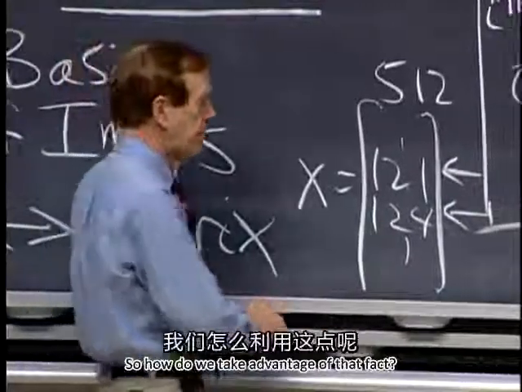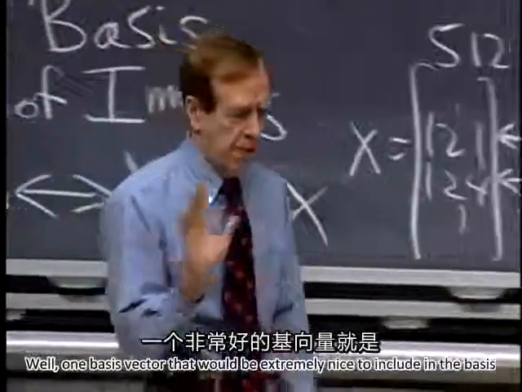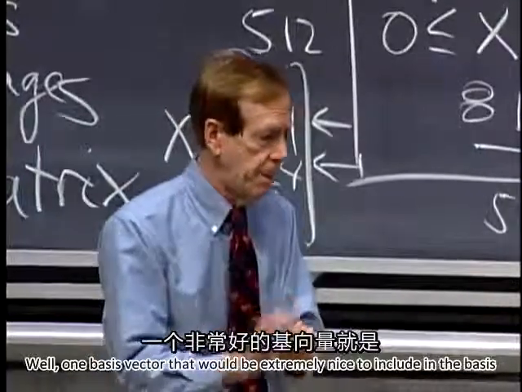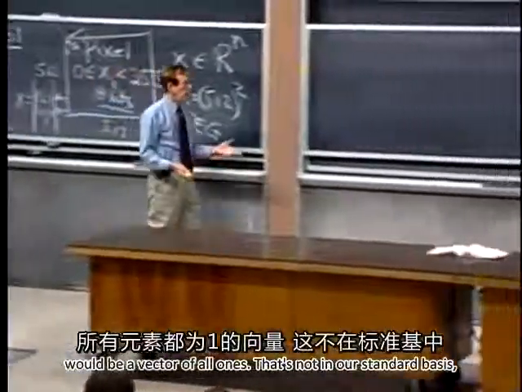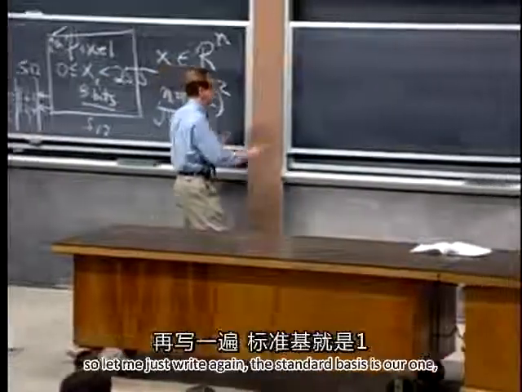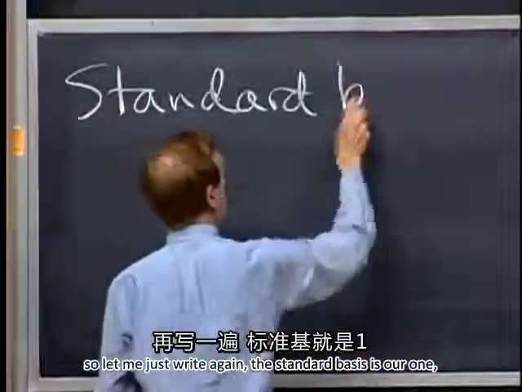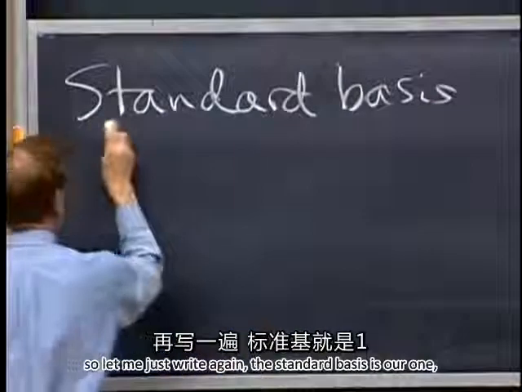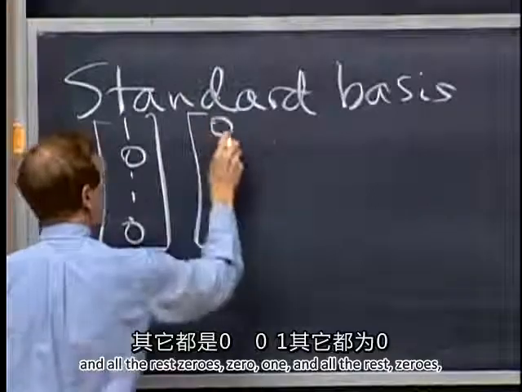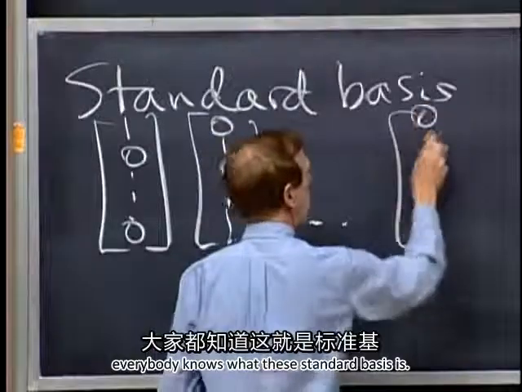So how do we take advantage of that fact? Well, one vector that would be extremely nice to include in the basis would be a vector of all ones. That's not in our standard basis. So let me just write again. The standard basis is our 1 and all the rest zeros, 0, 1 and all the rest zeros. Everybody knows what the standard basis is.